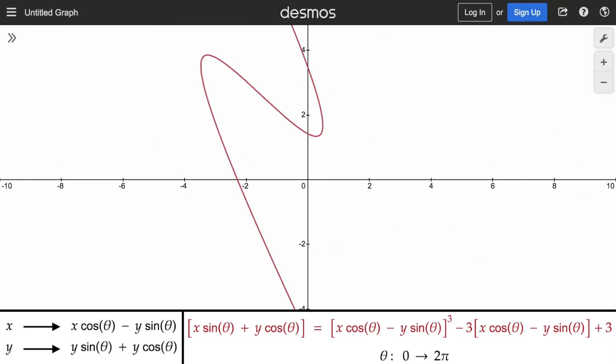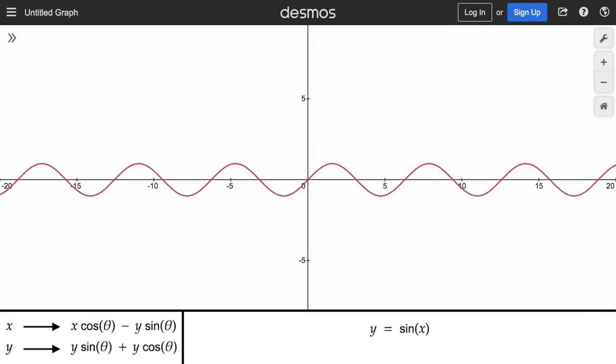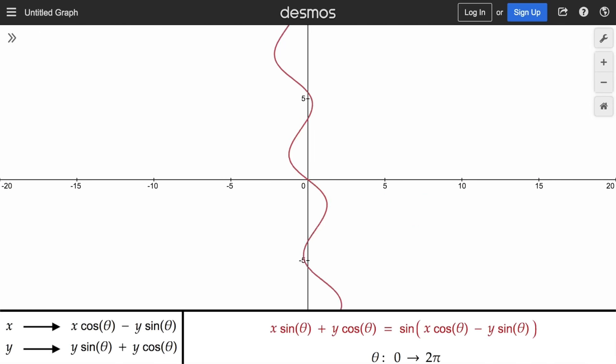Forget about boring polynomials. What about sine? y equals sine x. Replace the x's with x cos theta minus y sine theta. Replace the y's with x sine theta plus y cos theta. Let theta run between 0 and 2 pi. Here we go. Spin. Yes, spinning sine.